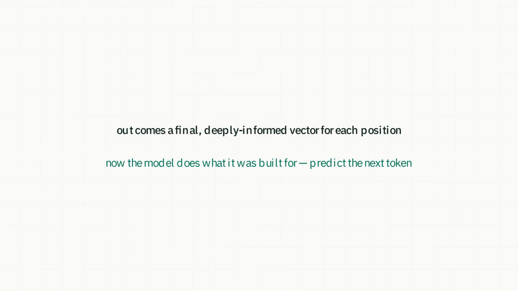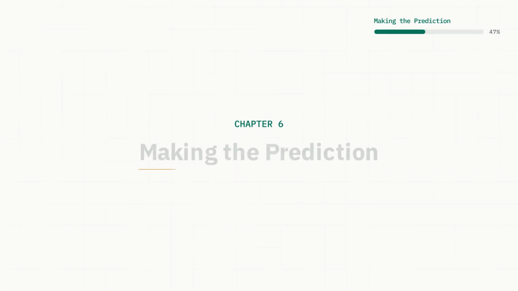At the very top, out comes a final, deeply informed vector for each position, and now the model has to do the one thing it was built for. Turn that into an actual prediction of the next token. Chapter 6, Making the Prediction.